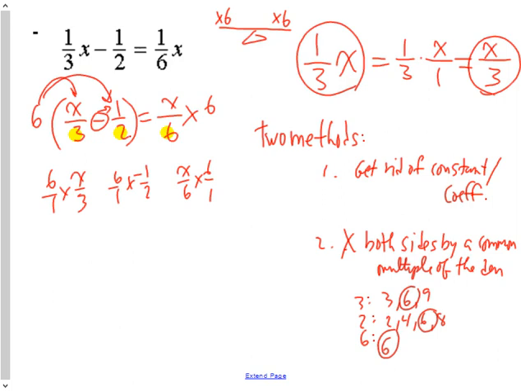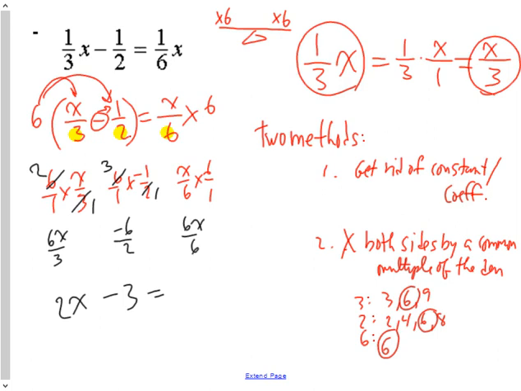You don't have to cross reduce. If you didn't cross reduce, you got 6x over 3. 6x divided by 3 is 2x. If you did cross reduce, you still got 2x anyway. If you don't cross reduce, you get 6 times negative 1 is negative 6 over 2, which is negative 3. If you did cross reduce, you still got negative 3. And over here, if you didn't cross reduce, you got 6x over 6, which is x. If you did cross reduce, you still got x.